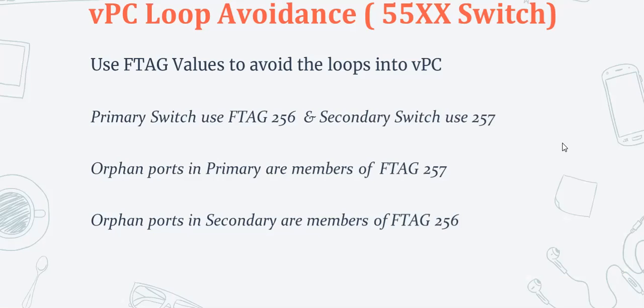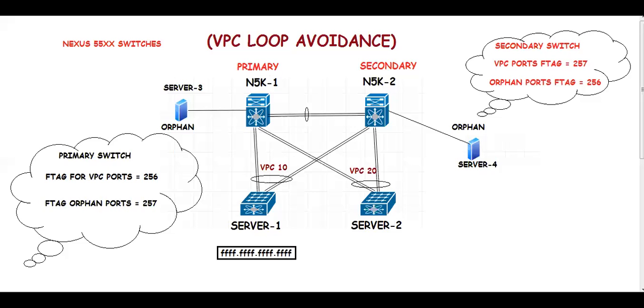In Nexus 5500 switches, the concept of loop avoidance is that these switches use the fabric tag value to avoid loops in the VPC domain. The primary switch is going to use the FTAG value of 256, and the secondary switch will use the value of 257. The orphan ports on the primary will be part of FTAG 257, and the orphan ports on the secondary switch will be part of FTAG 256. Let's see it with an example.